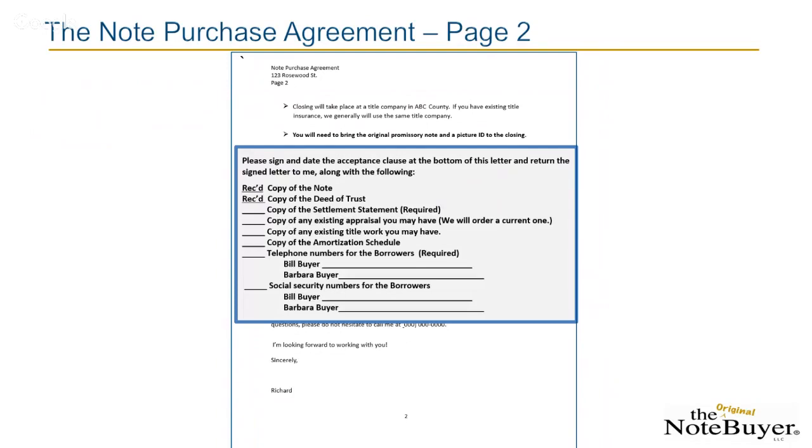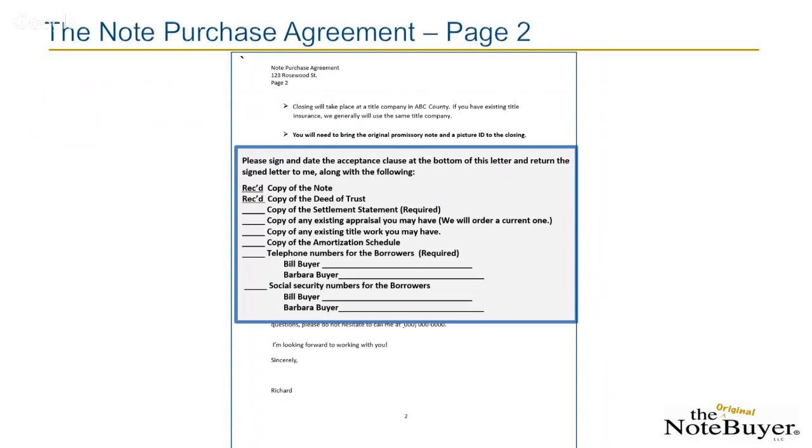And I also use that affidavit to obtain the name of their insurance company and agent so that I can make sure that my end buyer is added on as the mortgagee insured. Okay? So this is the information that we need to get from them.